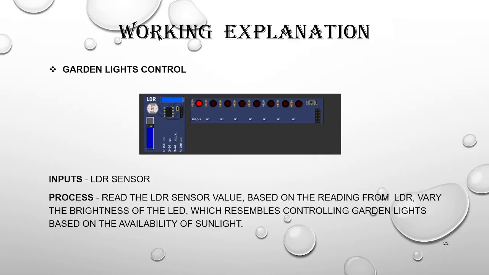Now we will see the working part of the project. The first working is the garden lights control. The input is the LDR sensor, which reads the LDR sensor value. Based on the reading from the LDR, it varies the brightness of the LED, which resembles controlling garden lights based on the availability of sunlight.